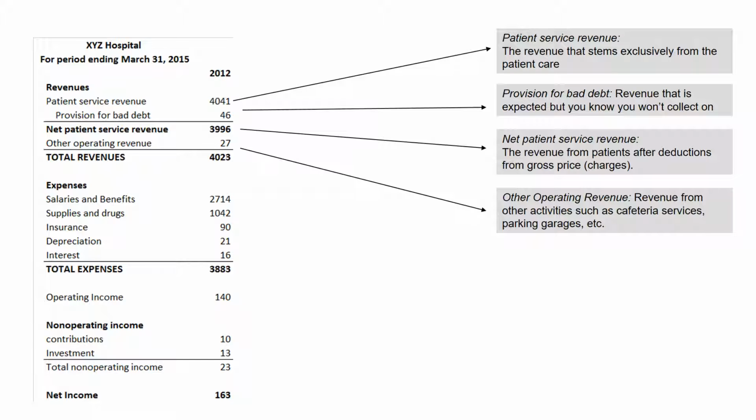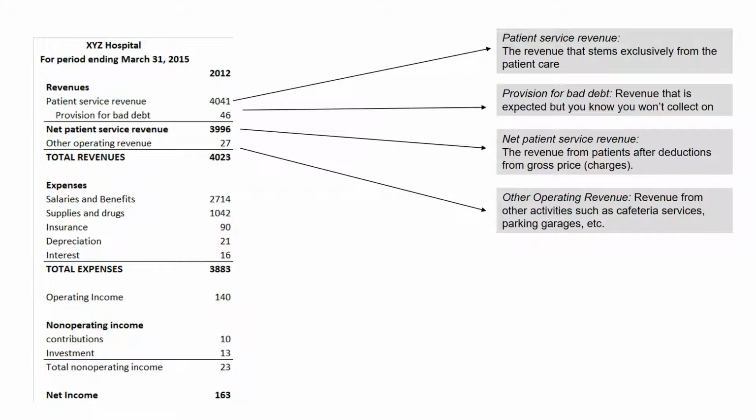And you have your revenues. You had net patient service revenue of $4,041, exclusively from patient care. You have your provision for bad debt, which they're going to report up here. This is money that they know that they won't collect. They have net patient service revenue here of $39,960. So that's the 4,041 minus the 46, which gets your total net patient service revenue that they have collected or expect to collect, related to activities that happened in this quarter.